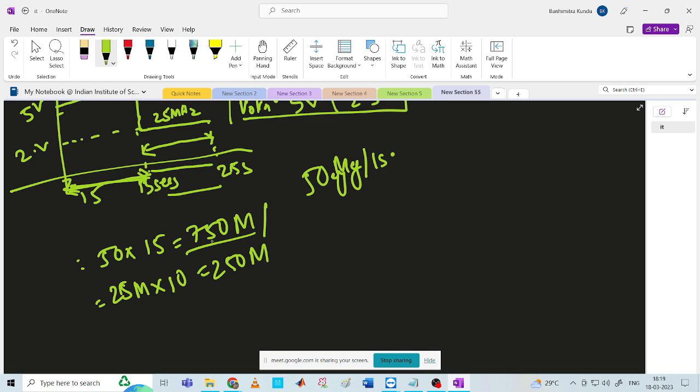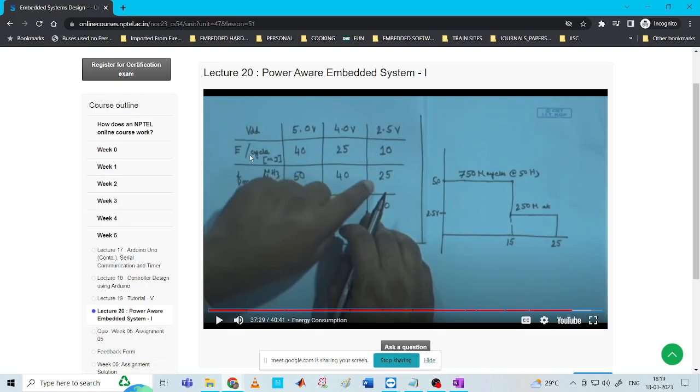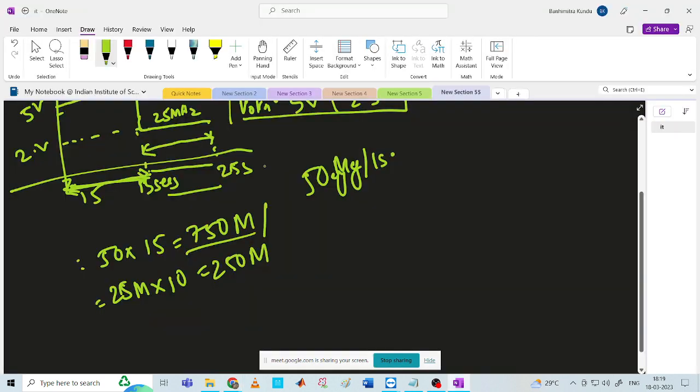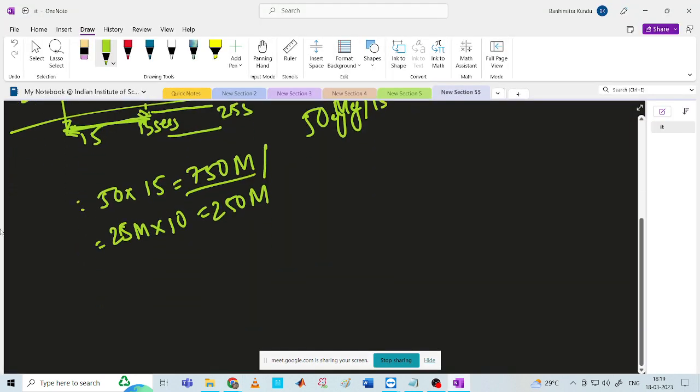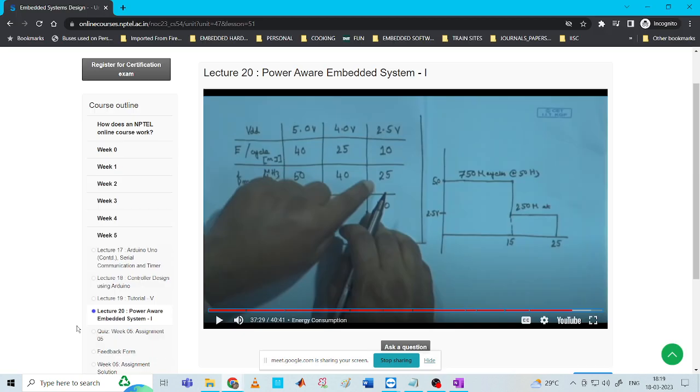Now how do you find the energy of this? To find the energy, you just have to multiply it by energy per cycle. So we know that in 15 seconds, 750 megacycles have passed. And in 10 seconds, 250 megacycles have passed. And what is the energy associated with this? You have to understand that this was running at 5 volts and this was running at 2.5 volts. So we have to take accordingly.